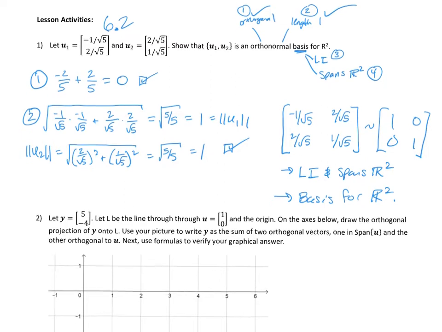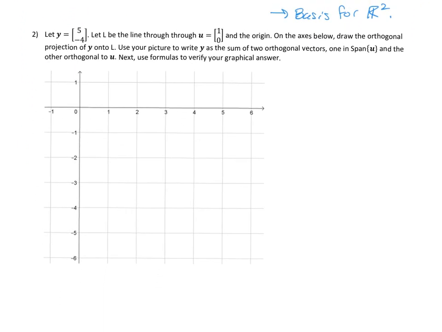Okay, number 2. Let y be the vector 5, negative 4, and let L be the line through the vector 1, 0, and the origin. All right, so I'm just going to draw this before I even read the next sentence. So y is 5, negative 4. That's my vector y. And then L is a line through 1, 0, and the origin. So that's the x-axis. So this is my line L. And then the 5, negative 4, that's a vector, not just a point. So I'm going to connect this.